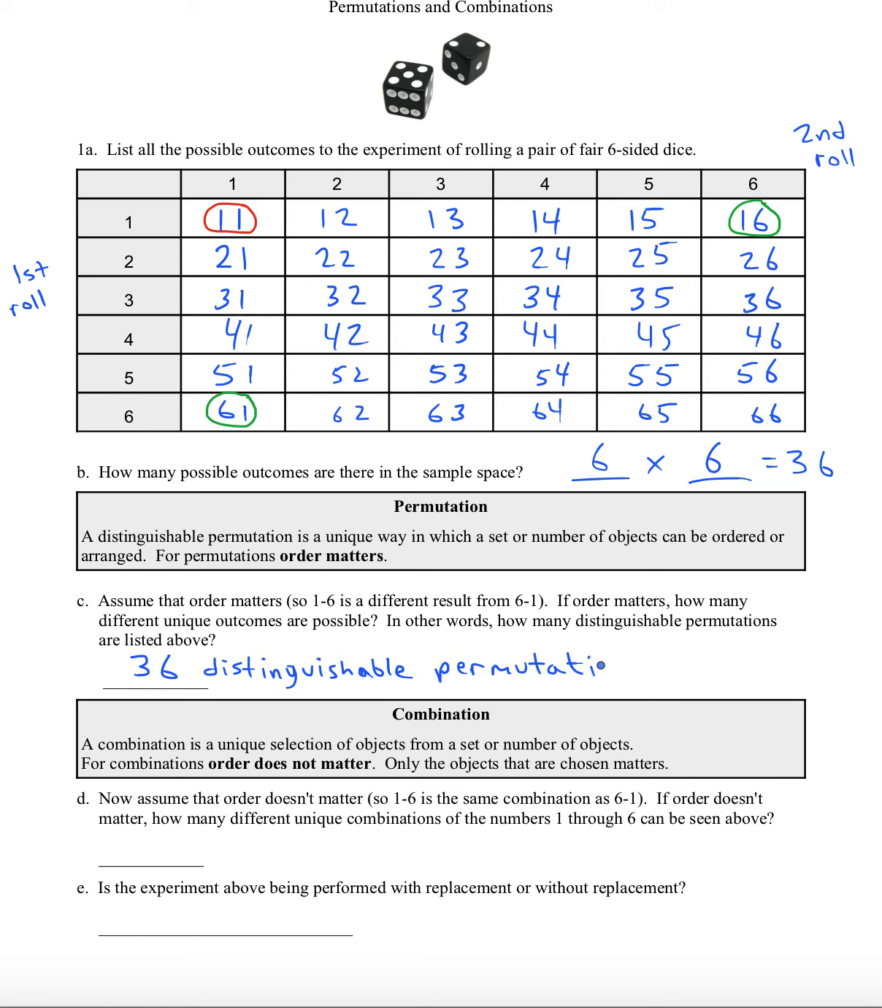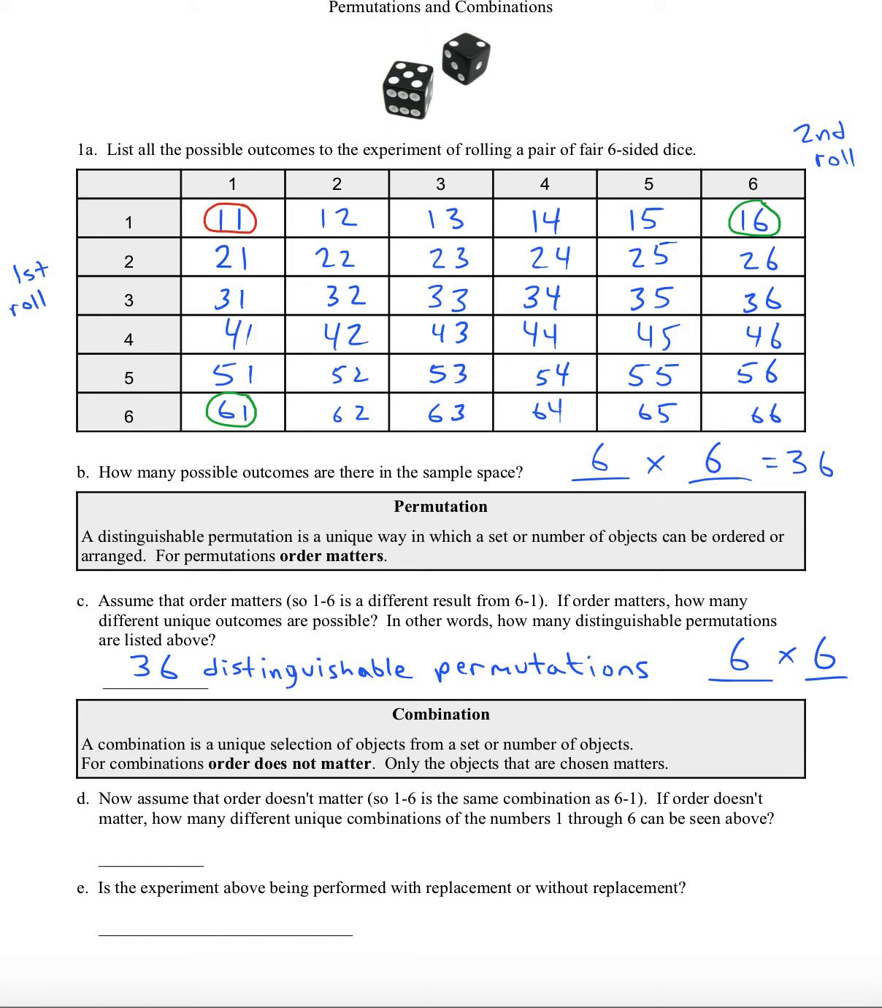It's interesting to note that the formula for this is just found by multiplying the number of possibilities of the first roll times the number of possibilities for the second roll. That's how we get 36 distinguishable permutations.